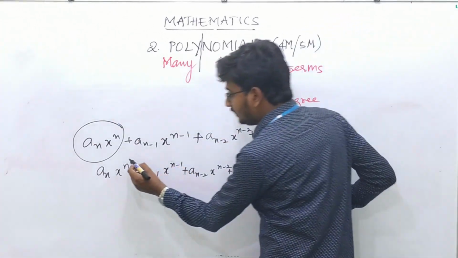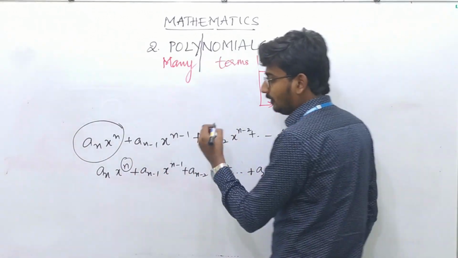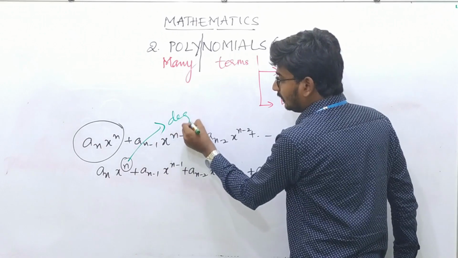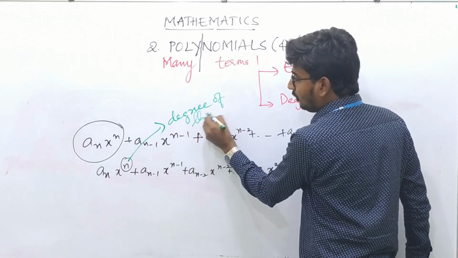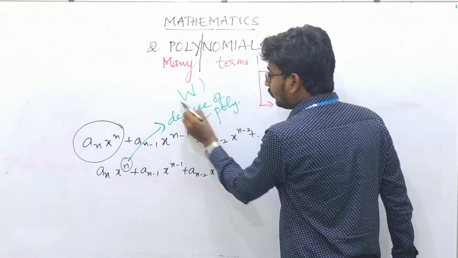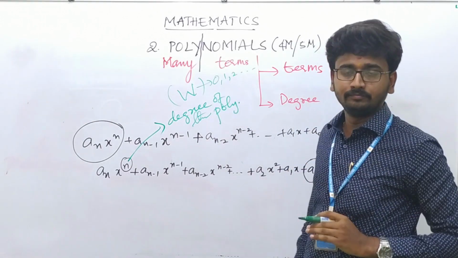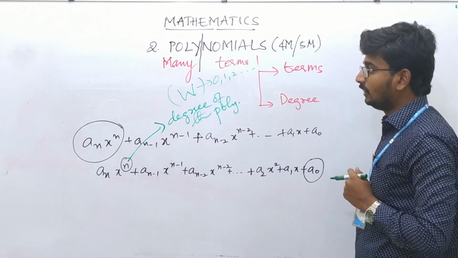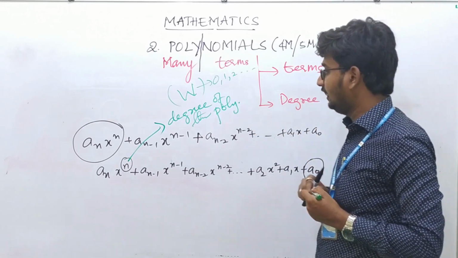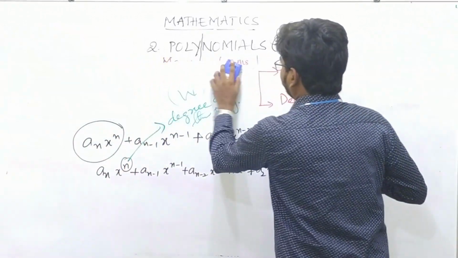Remember, this n is the degree of the polynomial, and the degree of a polynomial should always be a whole number. Whole numbers start from 0, 1, 2, 3, and so on. So this is the standard form of a polynomial and its terms, what n is, what a_(n-1) x to the power n minus 1 is, and so on. Now coming to classification.